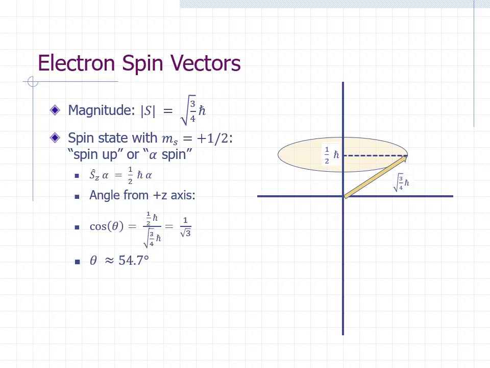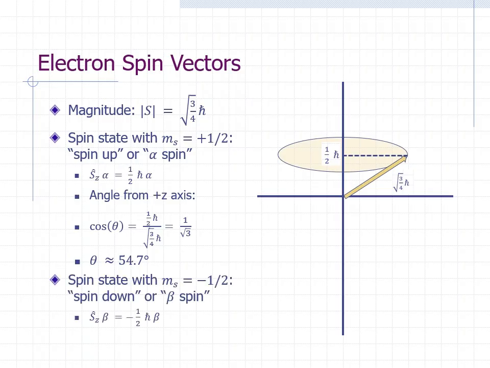For the other spin state, m sub s is -1/2. This state is commonly referred to as spin down or the beta spin state. In this case, the eigenvalue of the s sub z operator is -1/2 times h bar. Here is what the vector looks like, same magnitude, but with a projection of -1/2 h bar on the z-axis. In this case, we say that the spin angular momentum vector is precessing on a cone of uncertainty about the z-axis at an angle of about 54.7 degrees relative to the negative z-axis.